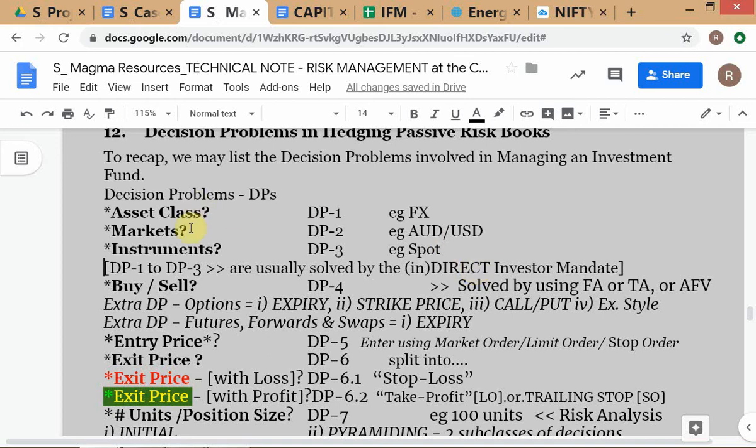So therefore, these are decision problems: asset class, market, instrument. And so in this case, I've forced you to trade certain specific US equity options on certain specific stocks. So the stocks are the markets, the instrument is options, and because it's equity options, the asset class is equities. Is everyone clear? Yeah? That these are the decision problems, and this is how it gets solved by a direct investor mandate. Okay? And the other type of mandate is sometimes, for instance, now we have started REITs in India. You know what a REIT is? Real Estate Investment Trust. You haven't heard this term?